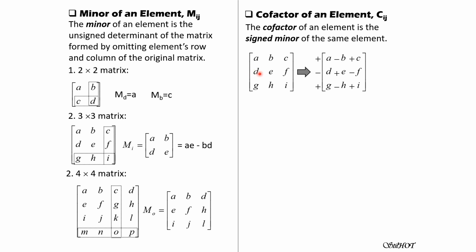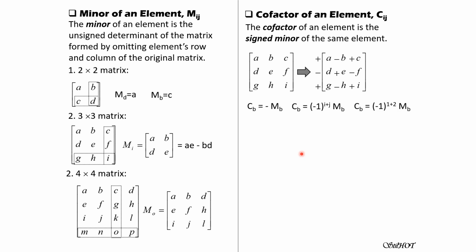Or just imagine the assigned sign of that element is negative 1 raised to i plus j, where i is the row position and j the column position of that element. So the cofactor of B, because the sign is negative, is the negative minor of B. So if we are going to define a formula, that's the general formula.